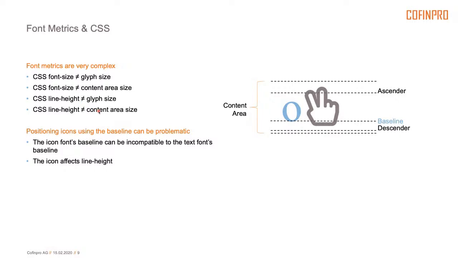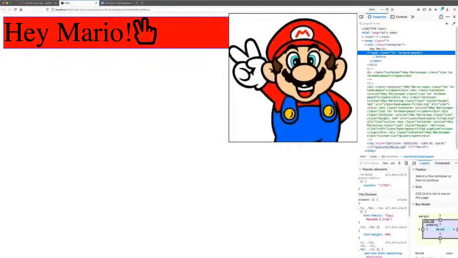The line height is the same as with the font size. It is not the content area size. It's a different size. But to explain these metrics in detail goes beyond this little talk and the little time we have. What I want to tell you is that positioning icons using the baseline can be problematic. The icon font's baseline can be incompatible with the text font's baseline, and also the icon itself might affect the line height.